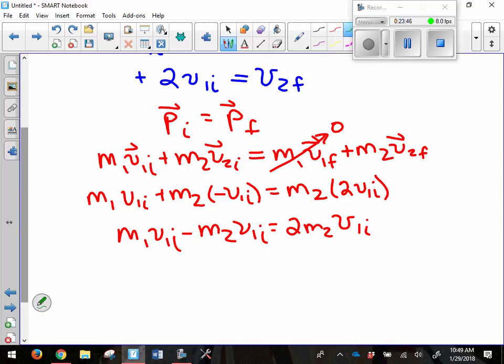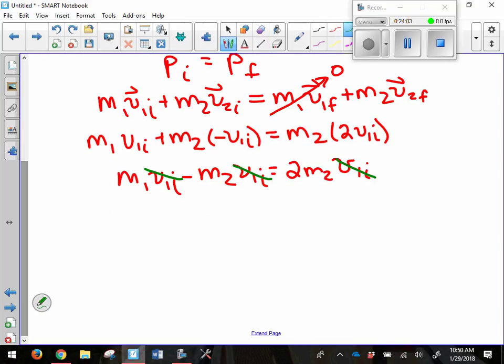What am I really going to do? Not yet. It's screaming at you. I can cross off the v1i's. There's one in every term. That was the beauty of putting everything in terms of v1i, is that they would be gone. So this leaves me with m1 minus m2 is 2m2. What am I solving for? m2.